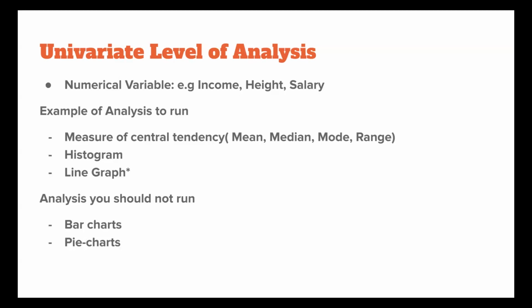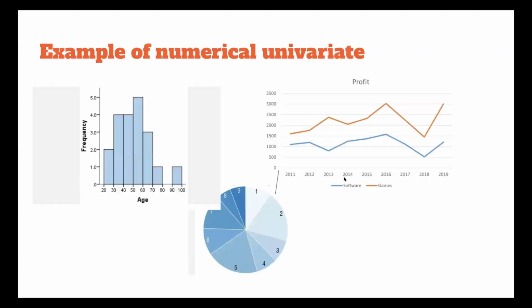The kind of analysis that you should not run for a numerical variable, if your data is a numerical variable like income, height or salary, is you should not do a bar chart or a pie chart. You should not. That's totally wrong. So let's show some examples. Remember we are talking about numerical variables. We are not showing mean or median here, because mean, median, or mode, measures of central tendency, give just one number.